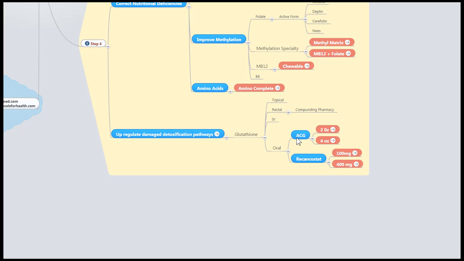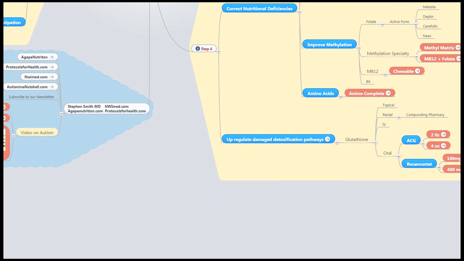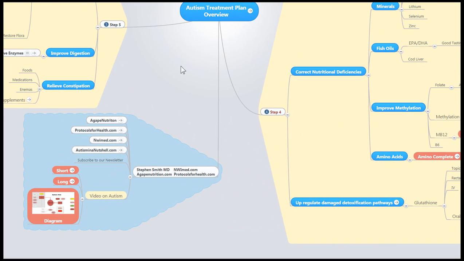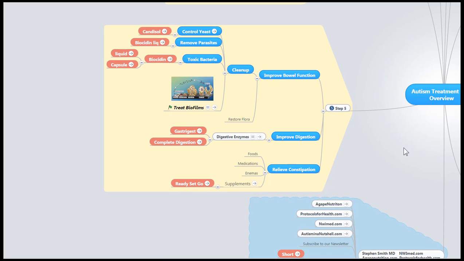This ACG is a very nice product, very well absorbed. These are just 2 sizes. You spray it right on the tongue. And anything you spray in the mouth is usually much easier to use. So these products work well. You want to start slow with them, because when they work, the child will detoxify, and you don't want them to detoxify too fast.